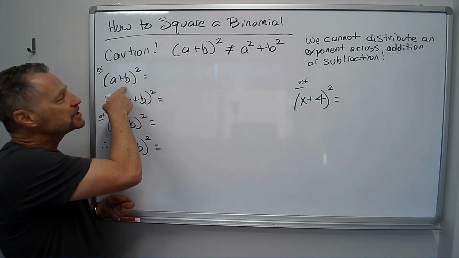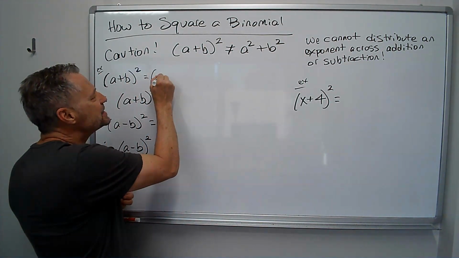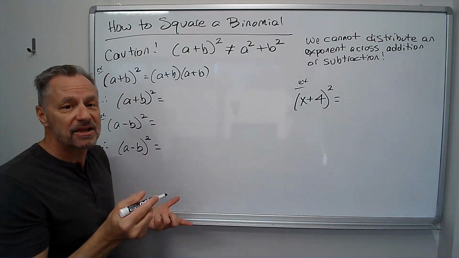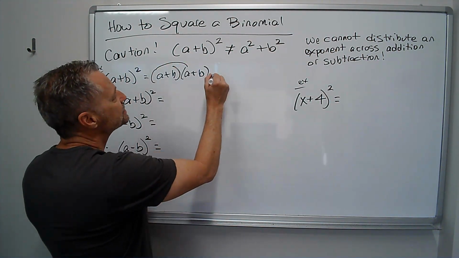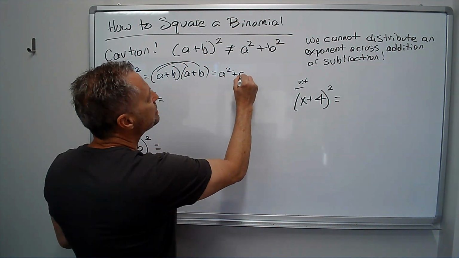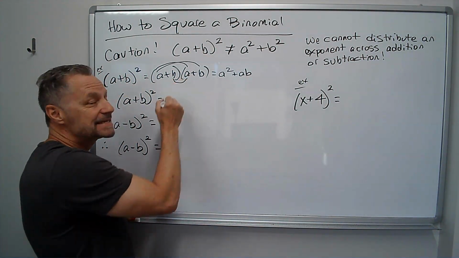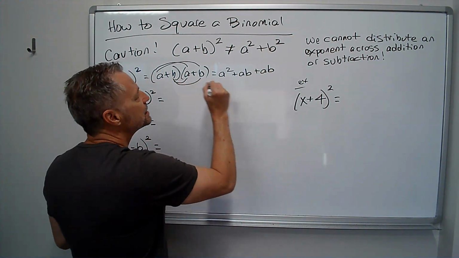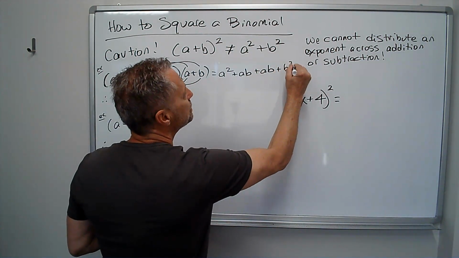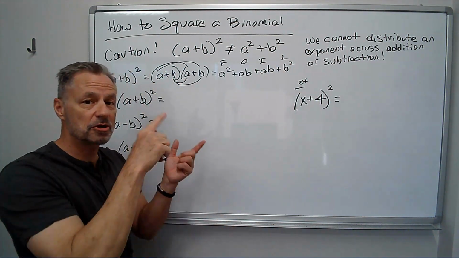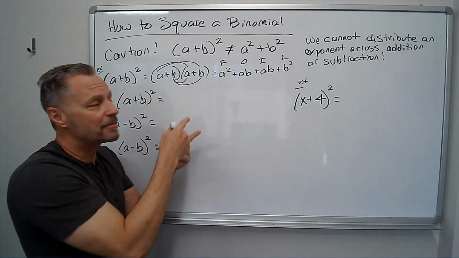So if I have a plus b squared, remember what that means. It means a plus b times a plus b. And that I can FOIL out. So a times a is a squared. A times b is plus ab. B times a is plus ab. And then b times b is plus b squared. So I did FOIL: first, outside, inside, last. Look at my video on foiling if you don't remember how to do that.